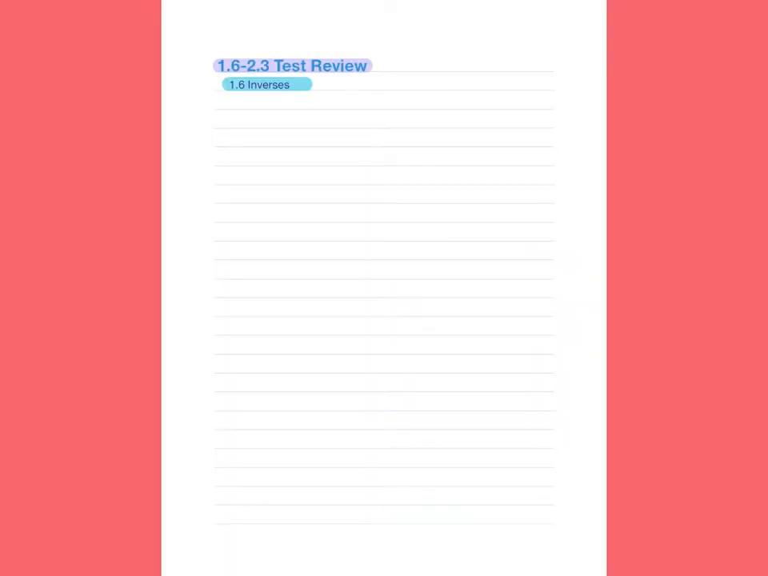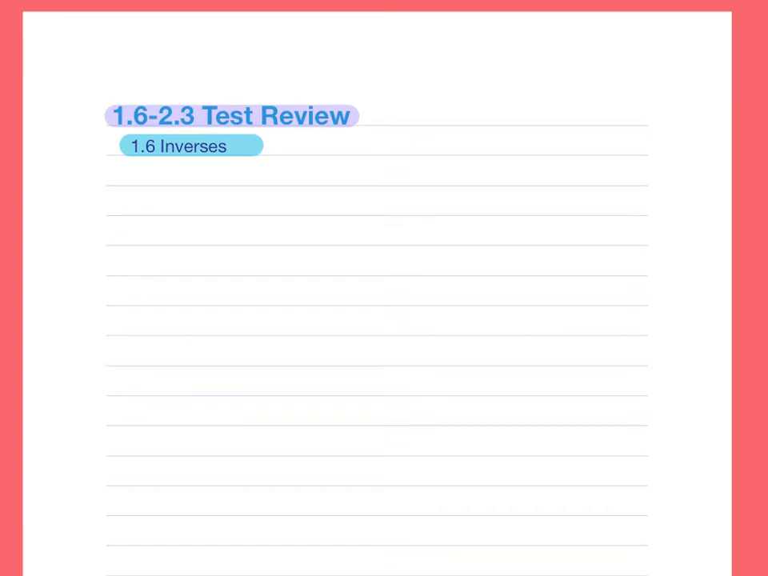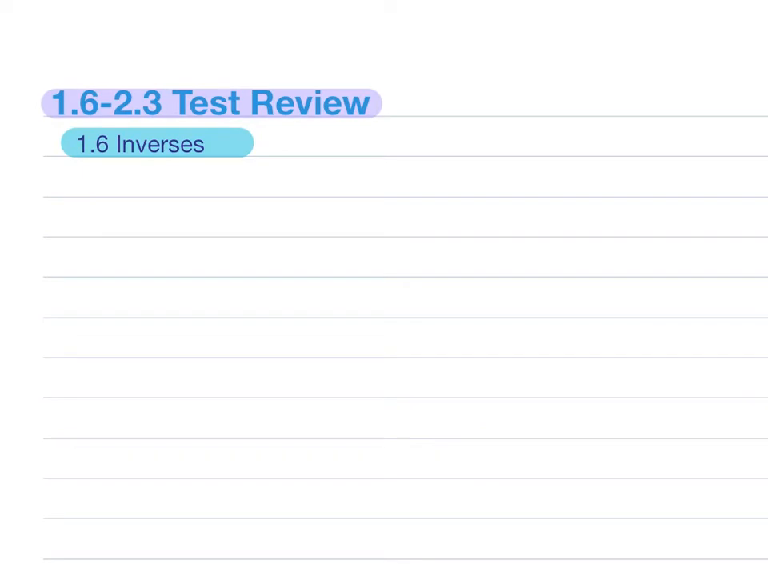Okay, so for the 1.6 to 2.3 test, this is obviously on campus. You will get to use your calculators, and you'll need them at some point. You'll need a graphing utility at some point, which when we get to, I'll tell you. We started with inverses. This was 1.6. So there's the tests to see if something is one-to-one, which means it has an inverse.